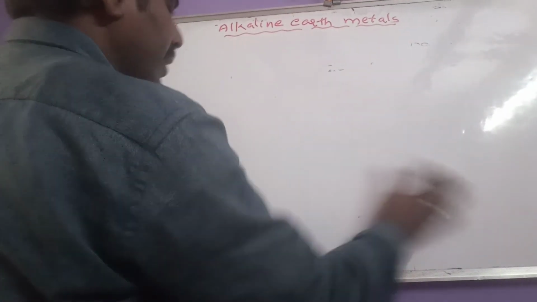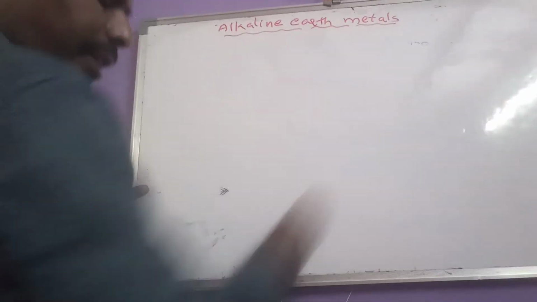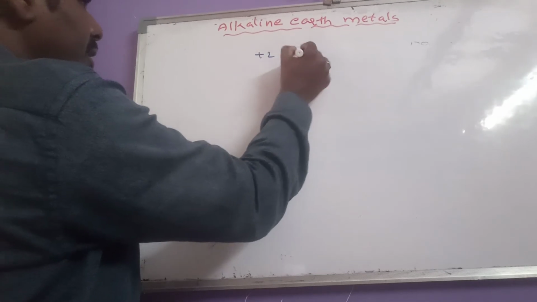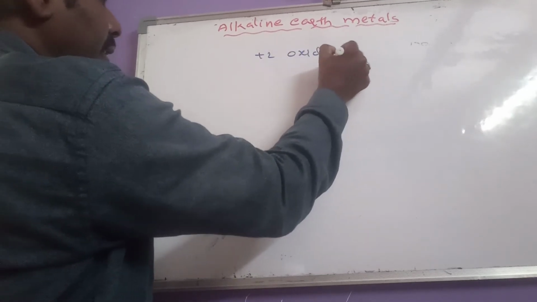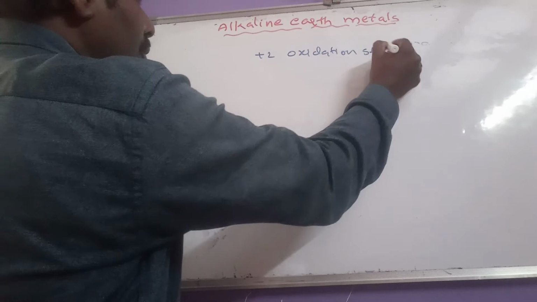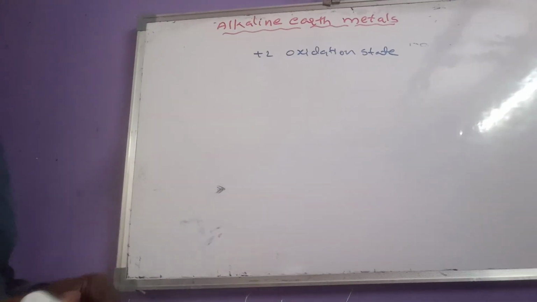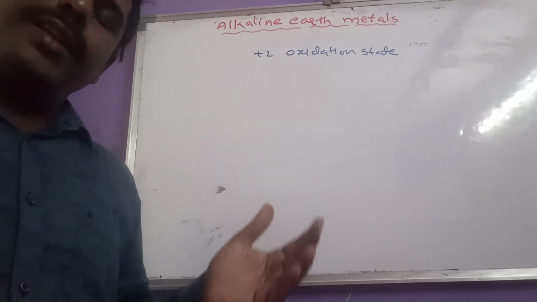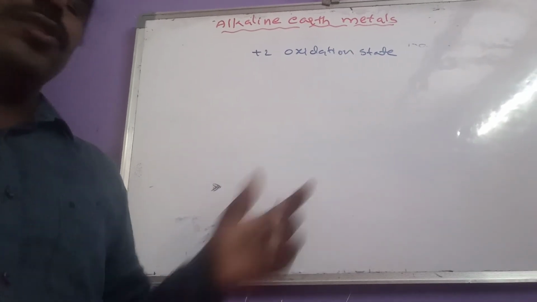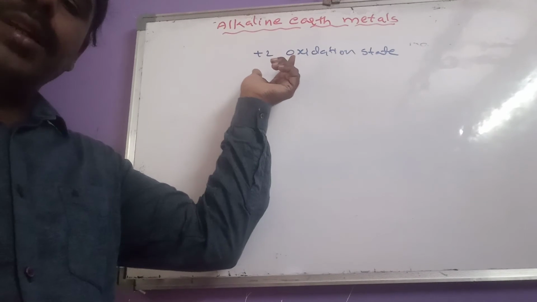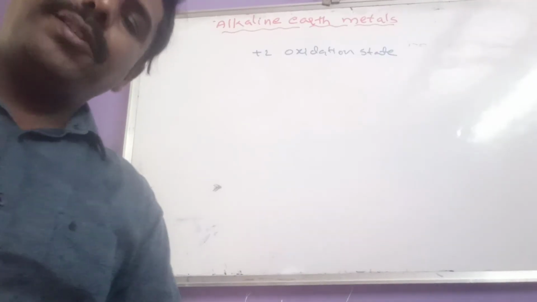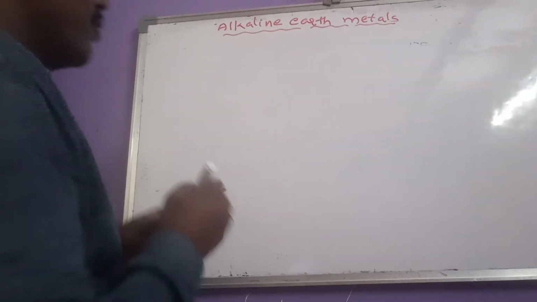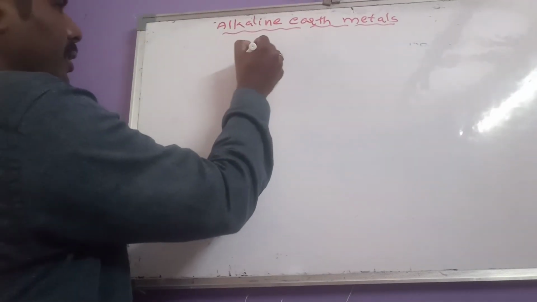And let us see oxidation state. All these elements exhibit +2 oxidation state. Just now we discussed that due to high heat of hydration, and that heat of hydration dominates over the second ionization potential, they exist in the +2 oxidation state. Okay, now let us see reducing nature.